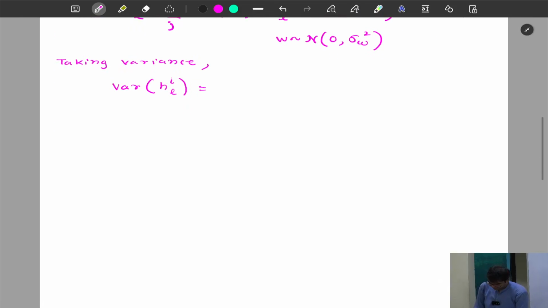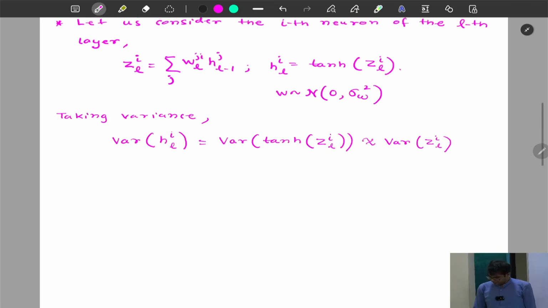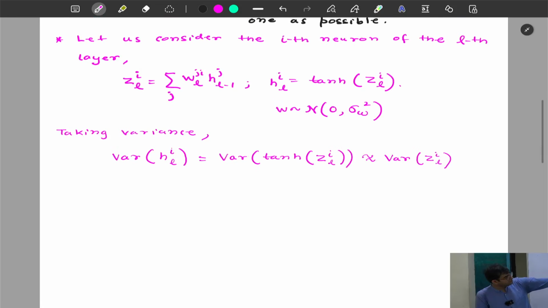So the variance of this is equal to the variance of tan hyperbolic of Z^L_i, which is approximately equal to the variance of Z^L_i. And now we will work with basically the variance of Z^L_i. So we will try to compute that variance from the first equation.